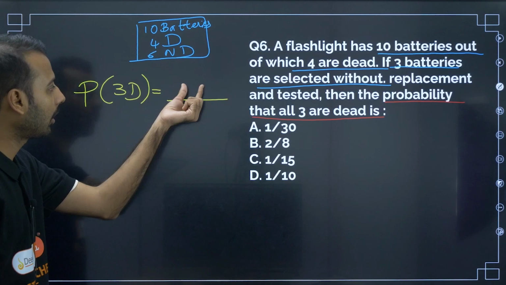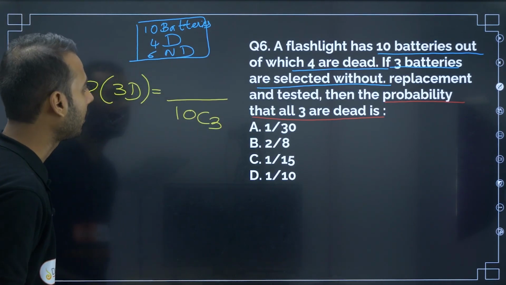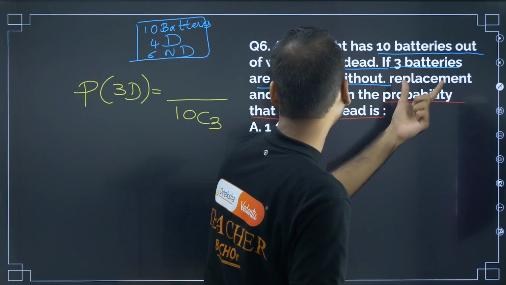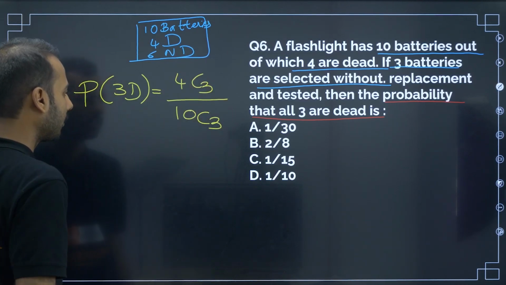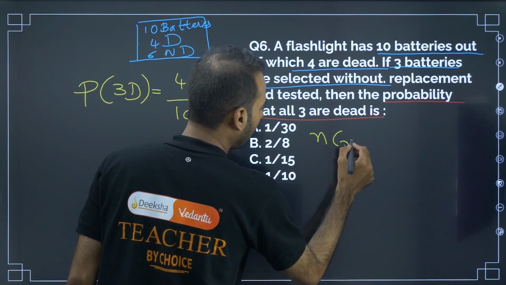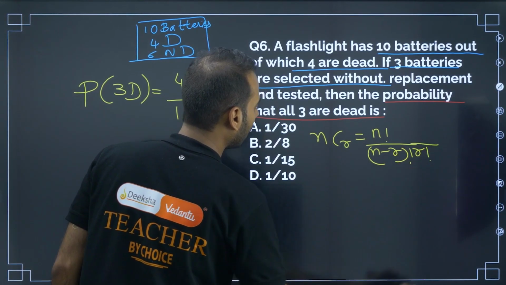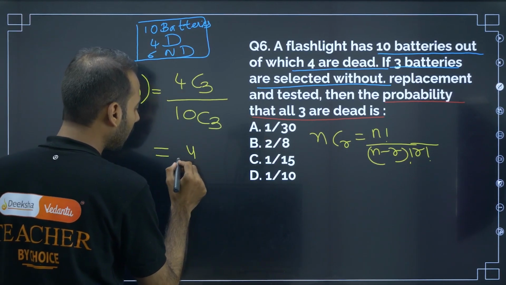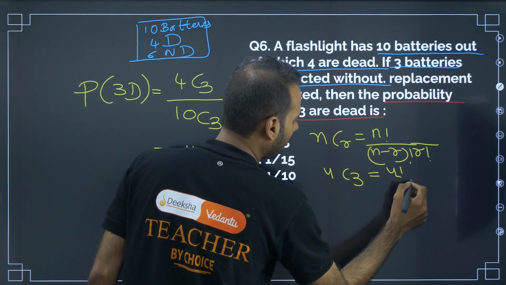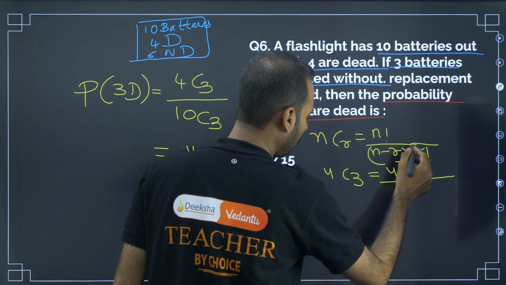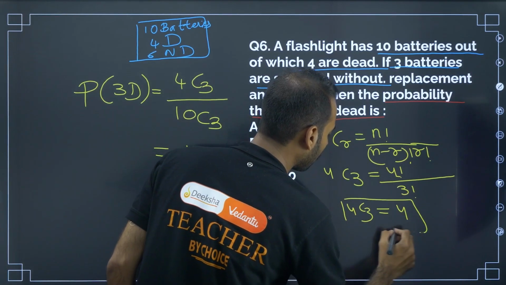Now, total favorable cases by total cases. Total 10 batteries, out of which we have to choose 3. Out of the dead ones only we have to select 3, so 4C3 divided by 10C3. Now the nCr formula is n factorial by n minus r factorial into r factorial. So 4C3 is 4 factorial by 1 factorial into 3 factorial, which is equal to 4.